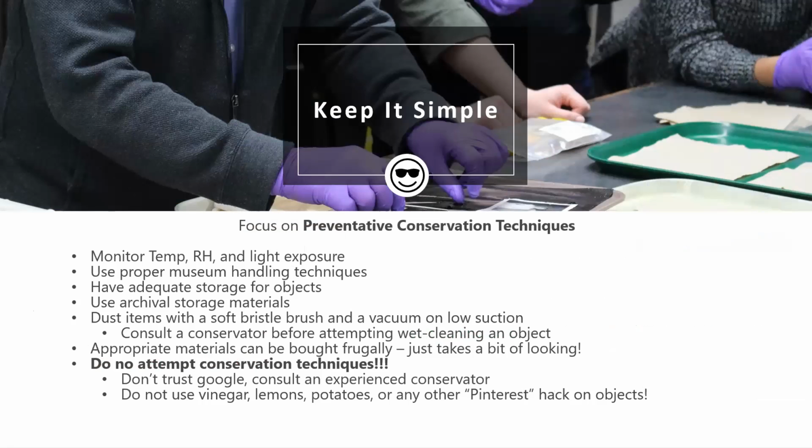Having adequate storage for objects will help a lot, especially to prevent, say, them getting crushed, things like that. Using archival storage materials and dusting items with a soft bristle brush and a vacuum if you have it is absolutely great. Dust is a huge proponent of deterioration. If you do need to do some wet cleaning on an object, definitely consult a conservator first.